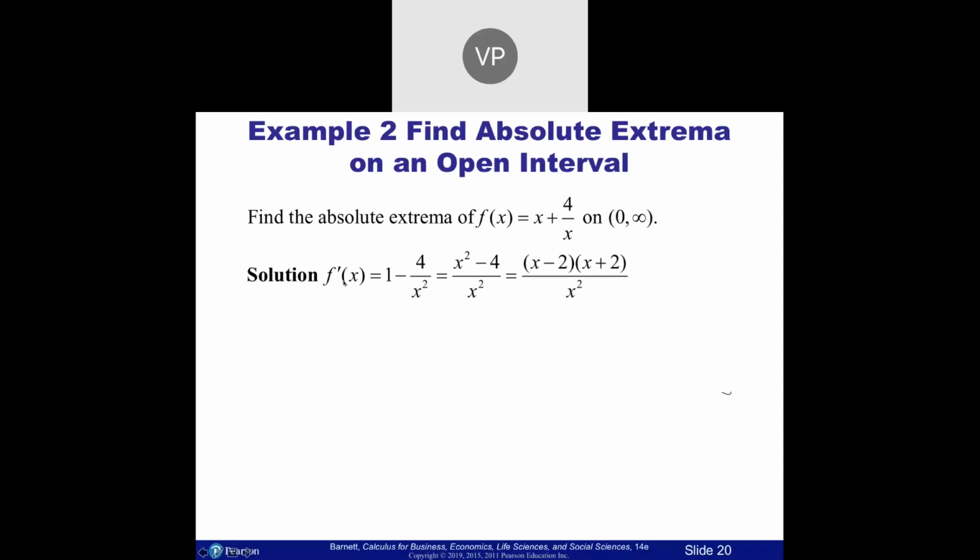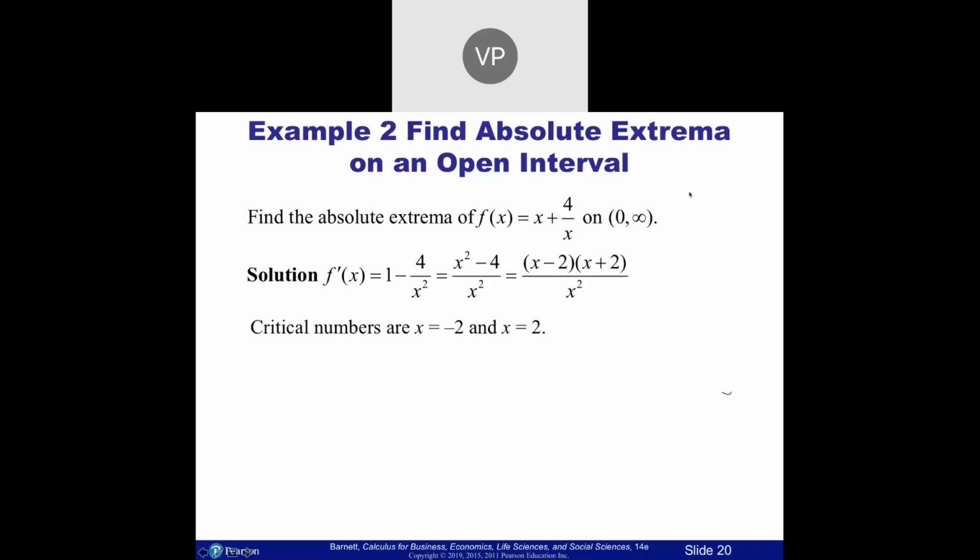We have a solution for the derivative. Make sure you see how we get this. This 4 over x is like 4x to the negative 1. So when you take the derivative, you get a negative 4x to the negative 2. The derivative of x is 1. Now they took this and cleaned it up. They made a common denominator, and then they factored it in preparation for the next step. Let's set it equal to 0, and then we get critical values of 2 and negative 2.